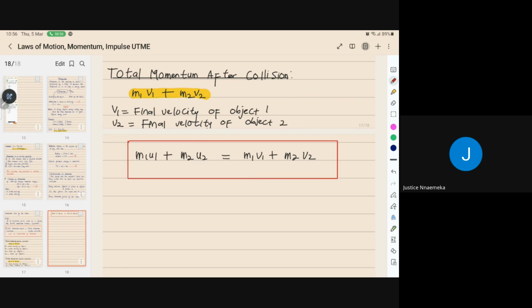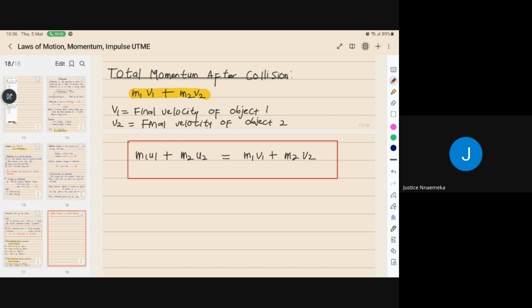Okay. So now let's go over to collisions. There are different kinds of collisions, right? And remember that for this law to hold, the external force should be zero. No force should be acting on that very system for the law of conservation of momentum to hold. So take note, no external force acting on the system, right?